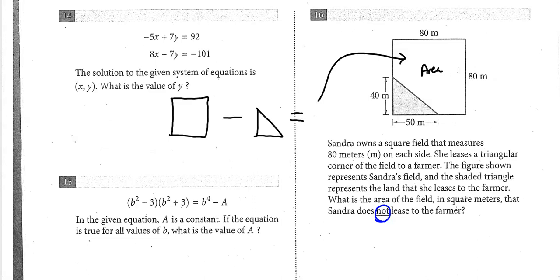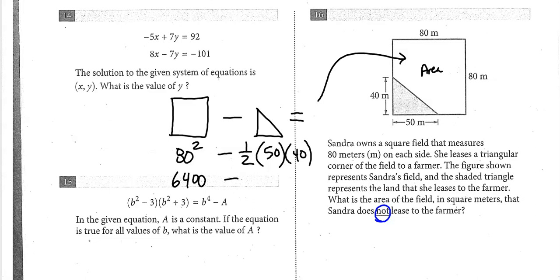So the area of the square is 80 times itself, length times width, or side times side, 80 squared. Take away, be careful here, area of a triangle is 1/2 base times height. So the base would be 50, the height would be 40. And now we just got to crank it out. That's 6,400. Again, this is no calculator, so you kind of have to, most of the numbers are tens and things like that, but you still got to be somewhat good at it.